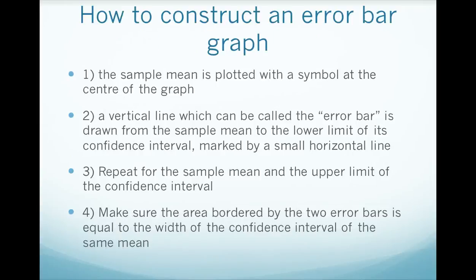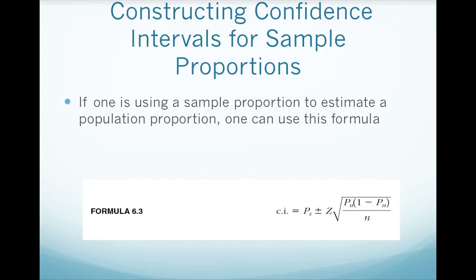So how to construct an error bar graph? First, the sample mean is plotted with a symbol at the center of the graph. Second, a vertical line, which can be called the error bar, is drawn from the sample mean to the lower limit of its confidence interval, marked by a horizontal line. Third, you would repeat for the sample mean and the upper limit of the confidence interval. Last, make sure the area bordered by the two error bars is equal to the width of the confidence interval of the same mean.